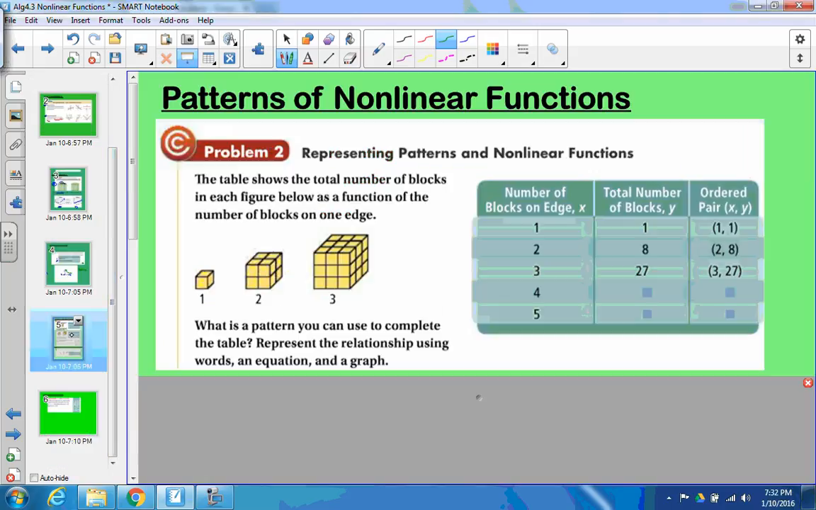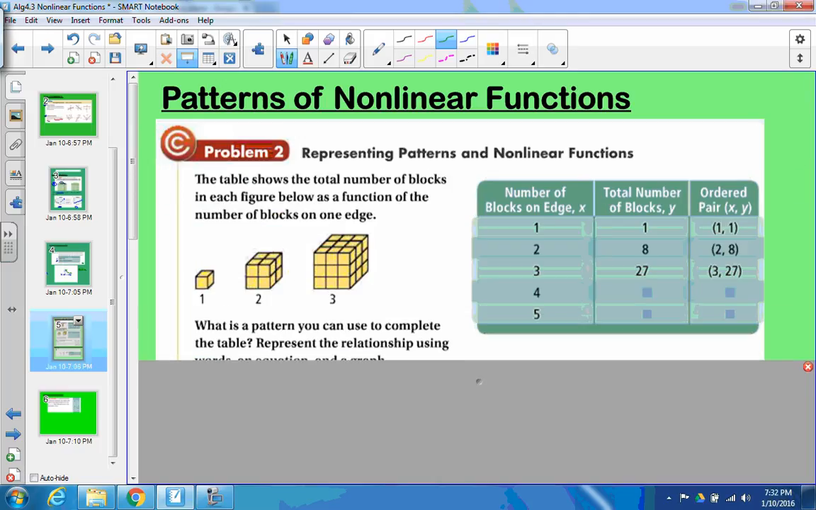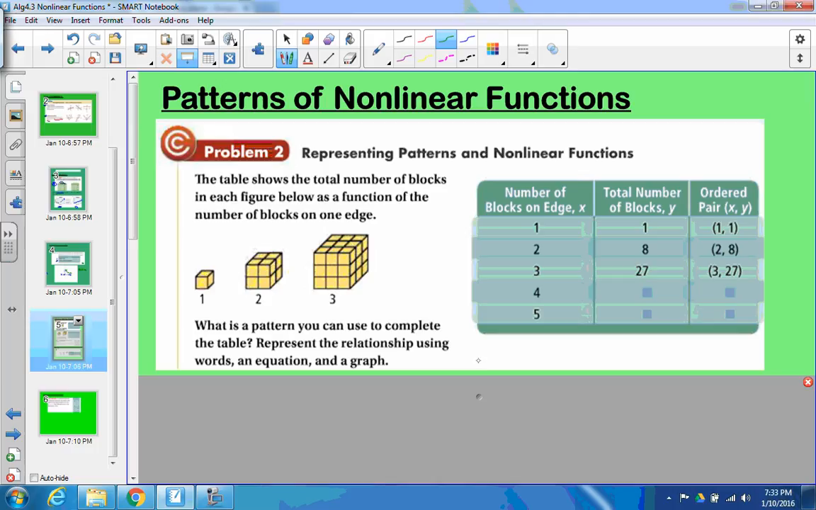All right, going on to the second part of this is patterns of nonlinear functions. So looking at patterns, kind of like we did with linear functions, and representing them a few different ways. So this problem right here, the table shows the total number of blocks in each figure shown as a function of the number of blocks on one edge. What is the pattern you can use to complete the table? Represent the relationship using words, an equation, and a graph. So let's look at this.